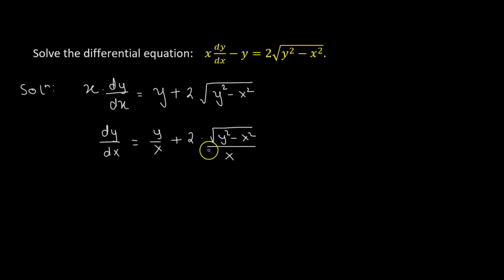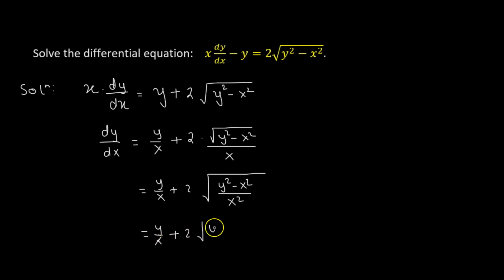We can simplify this term as y over x plus 2 times square root of y squared minus x squared divided by x squared, such that we have y over x plus 2 times square root of y squared over x squared minus 1. So this is our differential equation which has been simplified. If we consider this to be the function denoted by f of x comma y, this is a homogeneous function.